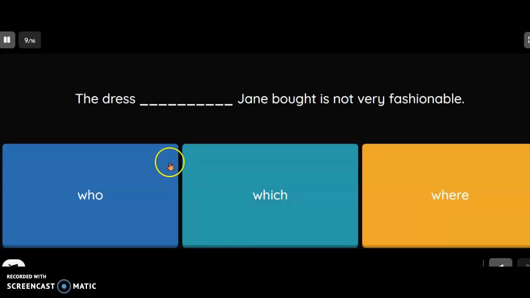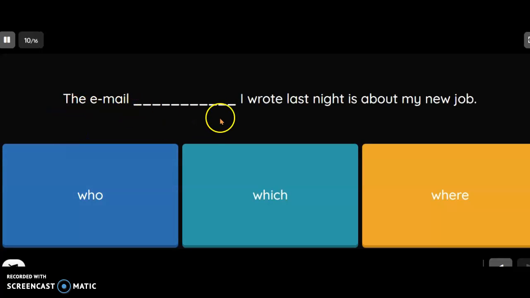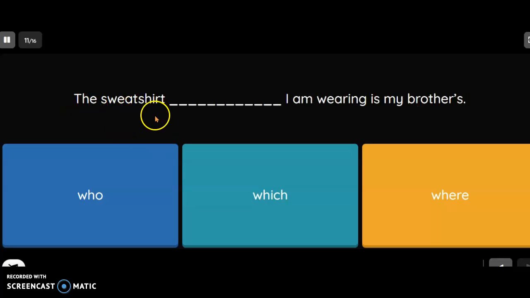Number 3. The dress Jane bought is not very fashionable. That means it's not very stylish. It doesn't look that pretty. Write down the answer. The email I wrote last night is about my new job. What do you think? The sweatshirt I am wearing is my brother's.